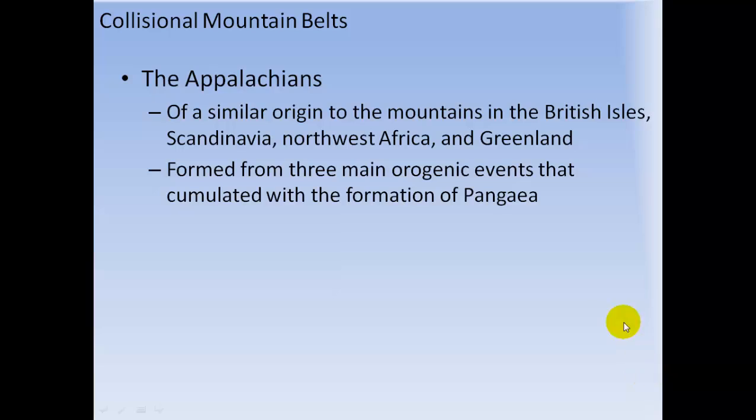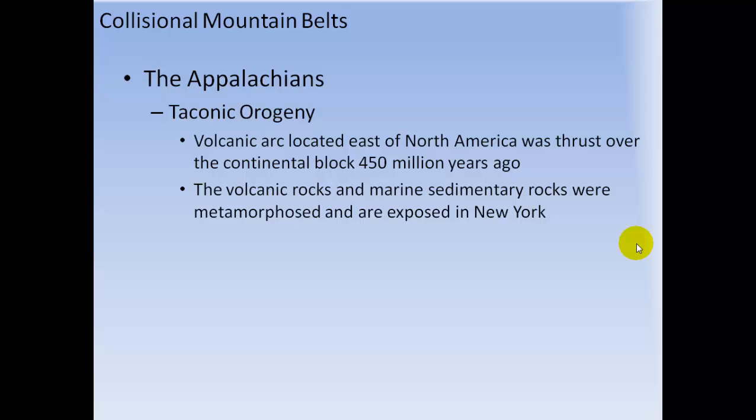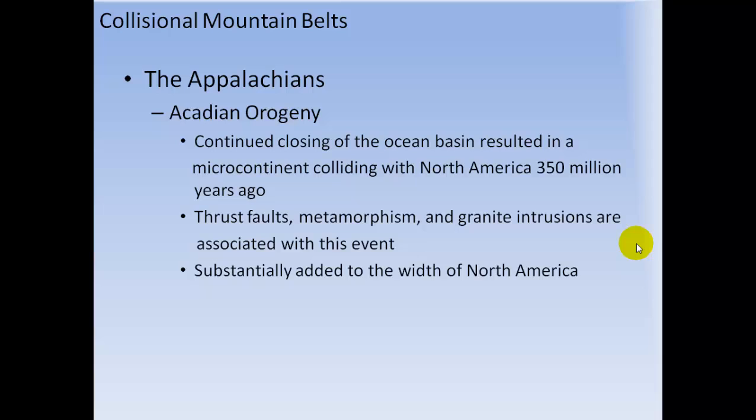Okay, so the Appalachians are of a similar origin to the mountains in the British Isles, Scandinavia, Northwest Africa, and Greenland. They formed from three major orogenic events that accumulated with the formation of Pangaea. The Taconic orogeny: the volcanic arc located east of North America was thrust over the continental block 450 million years ago. The volcanic rocks and marine sedimentary rocks were metamorphosed and are exposed in New York.